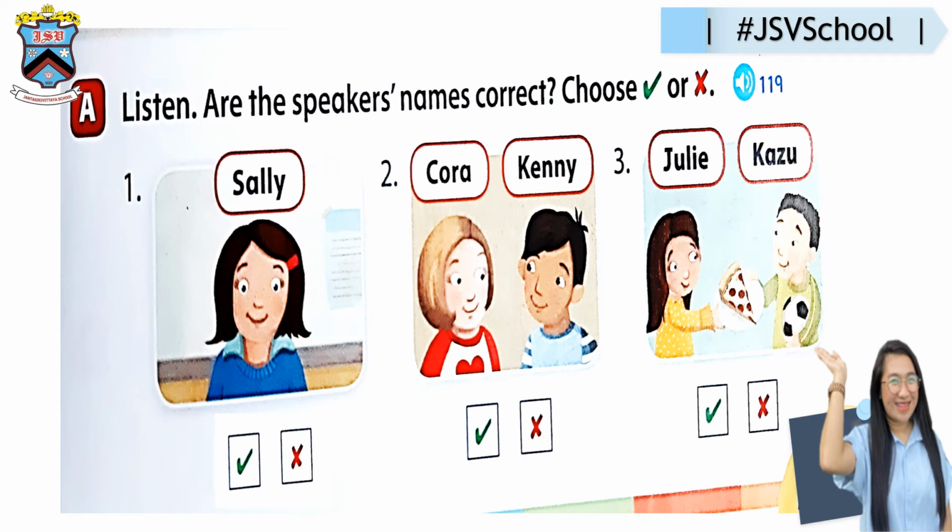1. Hello. My name is Sally. My presentation is about birds. They have good eyes. 2. Hi, Cora. This is my friend, Kenny. Hello, Kenny. Hi, Cora. 3. Hello, Grace. What do you have? Hi, Ryota. It's pizza. Can I have some?